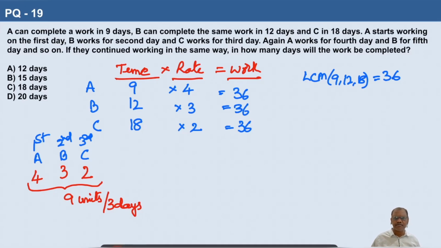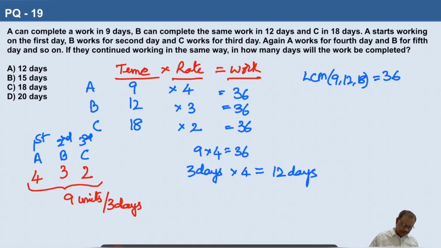So total we have 36. So 9 multiplied by 4 is 36. So 9 fours 36. So that means we should complete 4 cycles. So 3 days into 4. 4 cycles we have to complete to finish 36 units of work. So that is 12 days. So it will take 12 days to complete 36 units of work. So option A is the right answer.